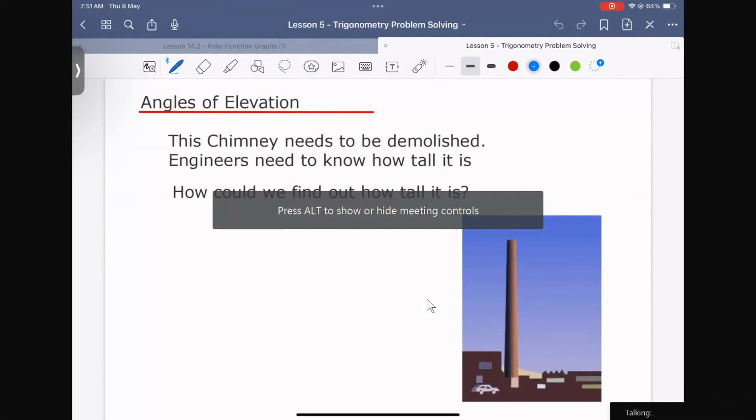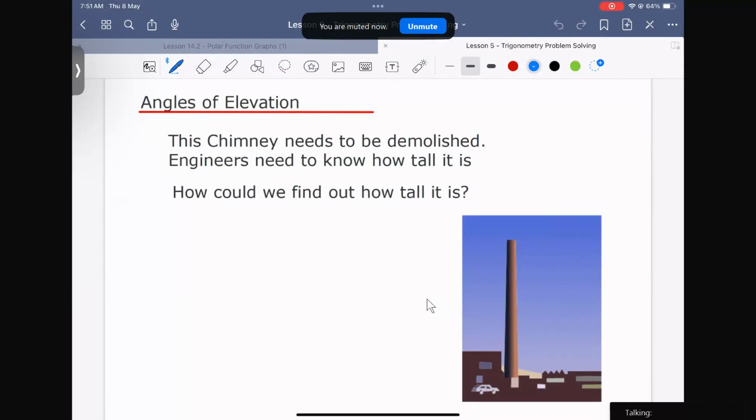Okay, so today we're going to be learning about angles of elevation and angles of depression. The big picture comes from this question. This chimney needs to be demolished by engineers. They need to know how tall it is. How can they find this out?